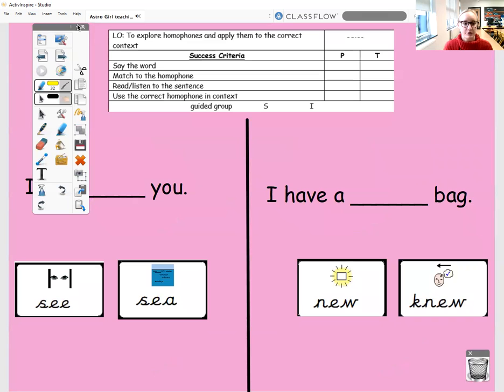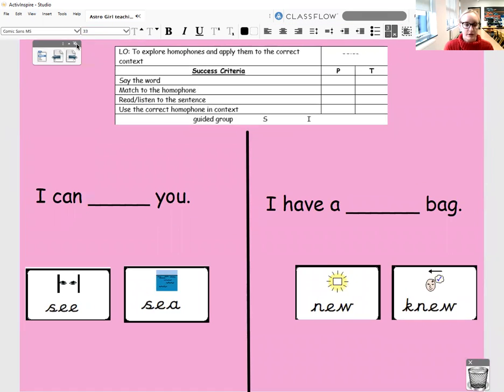So let's have a go now at trying to pop those in some sentences. So let's have a go at reading this sentence again. So I have got a simple sentence. I'm going to read it, choose the word, think about it, and pop it in the right context. So here I've got I, can, you. So I can, you. And either of the homophones that needs to go in this is see, as in to look at something, or sea as in the ocean.